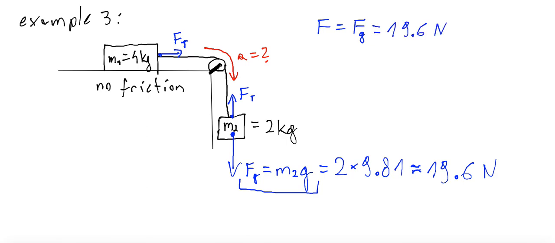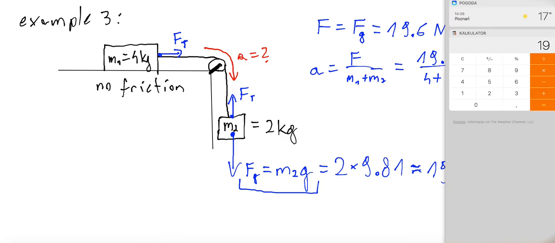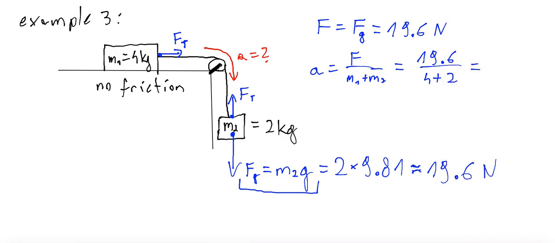Okay? So the system accelerates because it experiences a force of 19.6 newtons, and the mass of the system, of course, is the sum of masses m1 and m2. So finally, you have to divide 19.6 by 4 plus 2. So 19.6 divided by 6 is 3.26, 3.27 meters per second squared. Okay?